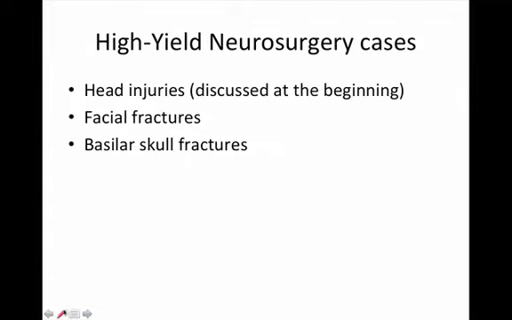Neurosurgery. Now keep in mind, a lot of the stuff we talked about in neurosurgery we talked about earlier on, and we also discussed it in the neurology section in internal medicine. So for example, head injuries like an epidural hematoma, subdural hematoma, subarachnoid hemorrhage, these are all things we've already discussed. So we're just going to talk about facial fractures and basilar skull fractures. Two things you're probably going to get questions on. If I had to guess on one thing, it would be basilar skull fractures.